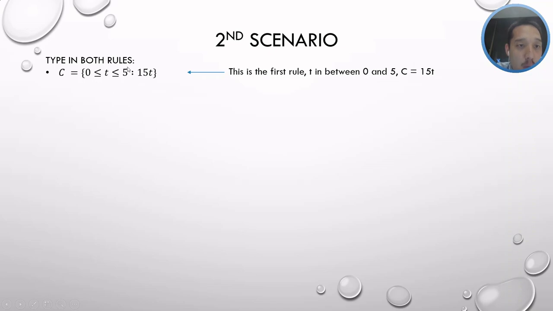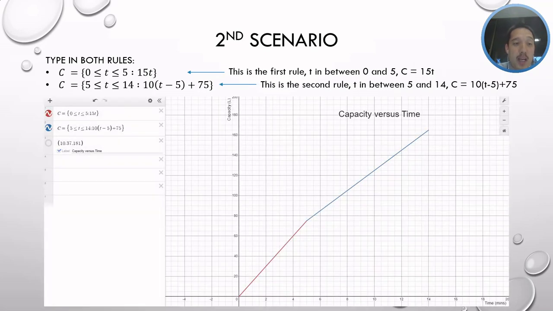These values are what we call the domain. So this is between the minimum value, so this is when time starts at 0 all the way to 5 minutes. So we're saying when t is between 0 and 5, we're going to use this rule. And then when we type in the next one, we go C is equal to this other rule that we got, which is the second leg or the second stage of the water pressure, at that point in time between 5 minutes and 14 minutes, we're going to use this rule instead. So this allows us to construct a graph that has 2 lines connected together.